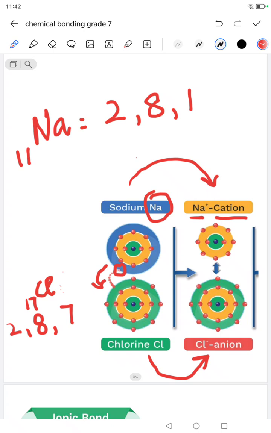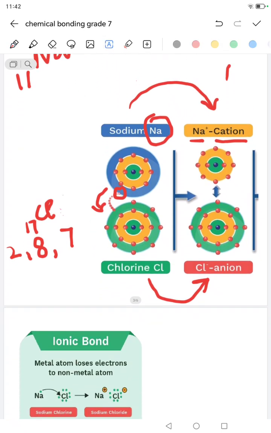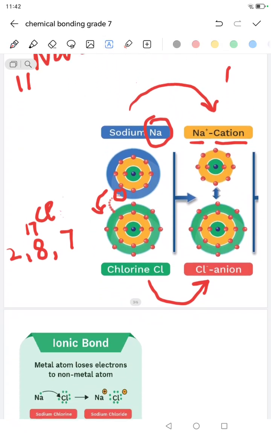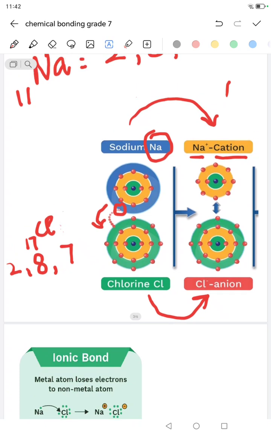And these two ions, when they combine, form the ionic compound, and the bond in between those two is called the ionic bond. So an ionic compound is formed by the combination of ions, cations and anions, and the bond in between these two is the ionic bond.